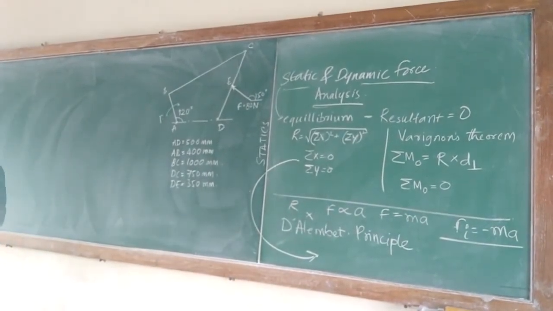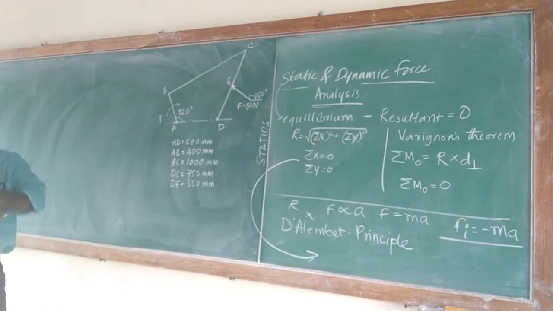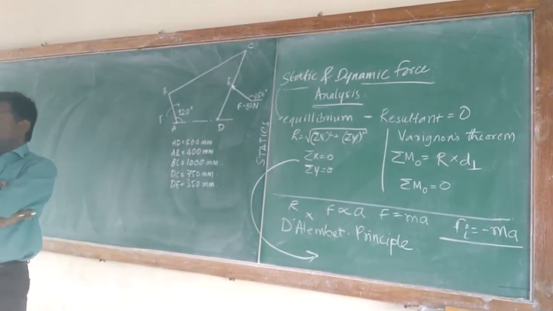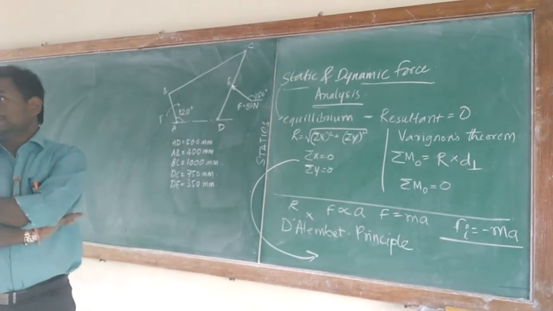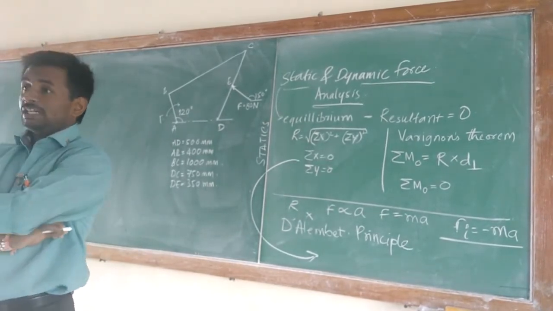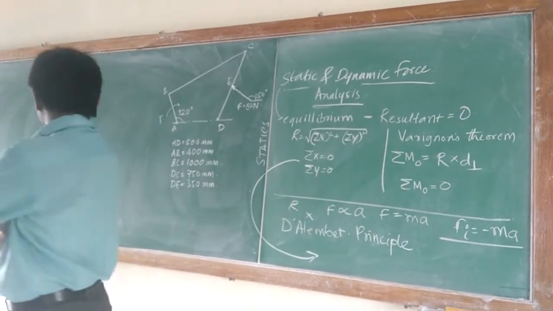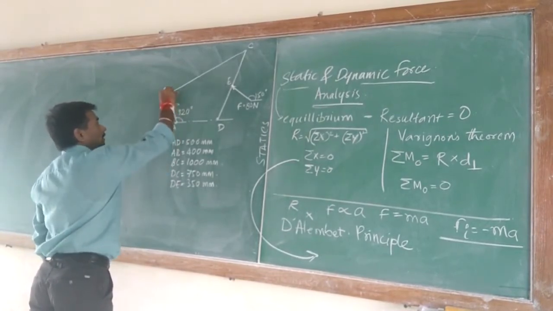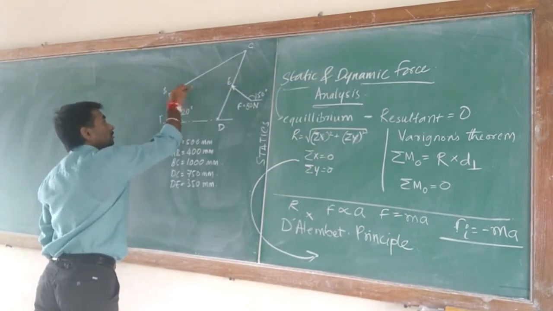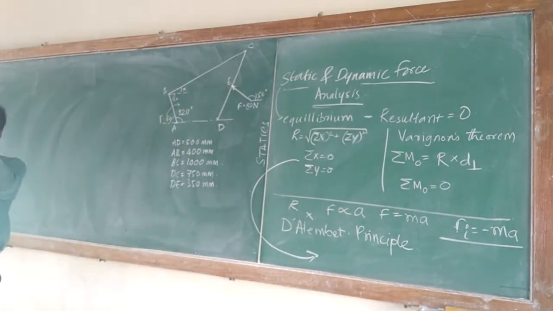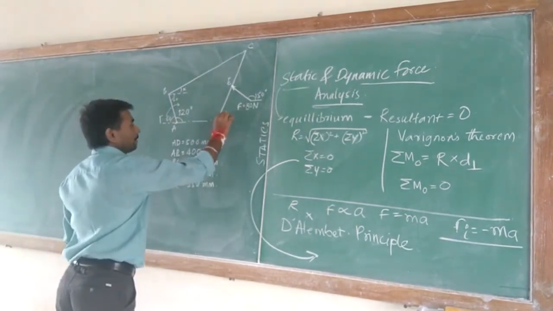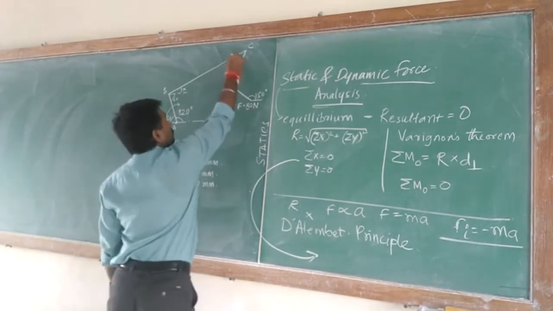Now, the analytical method becomes much more difficult, much more complicated, because you have to first find all the angles. Only then you can proceed. So this angle is 120. This will be 60. This will be 60. This angle you have to find, alpha. Then let us say this angle is beta.